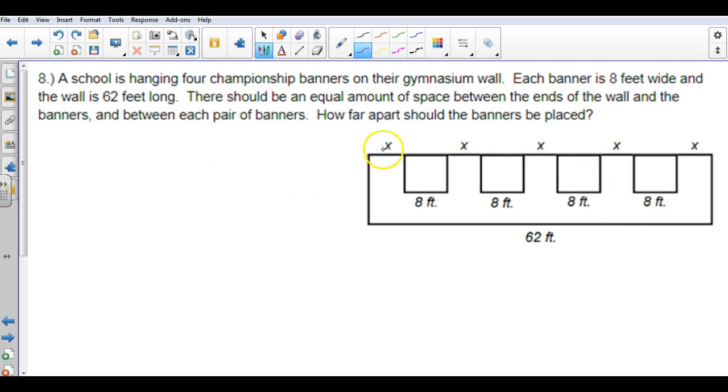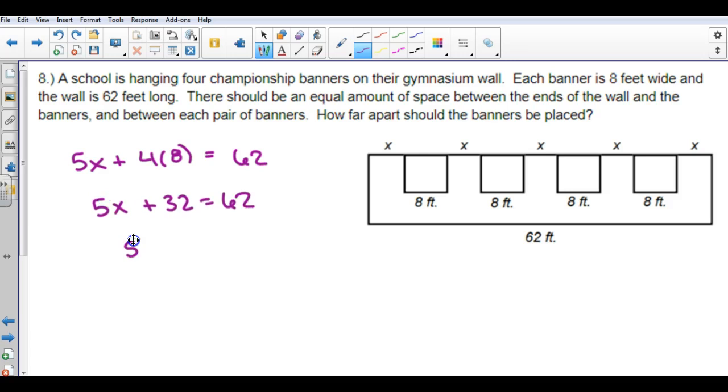So what I notice is I have 1, 2, 3, 4, 5 of these x values, and I am adding 4 of the banners, so 4 of the 8-foot banners, and that needs to be equal to the entire length of the wall then, which is 62 feet. So I get 5x plus 32 equals 62, and if we set this up correctly, I end up with an x value of 6. So that means the banners should be placed 6 feet apart.